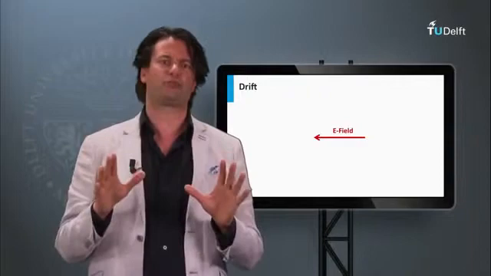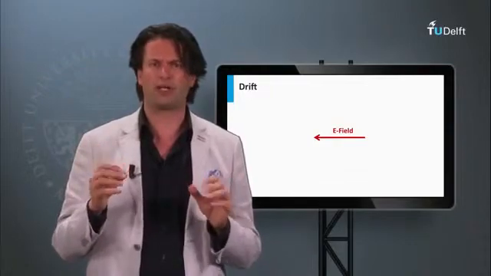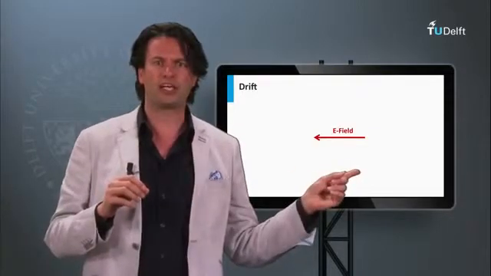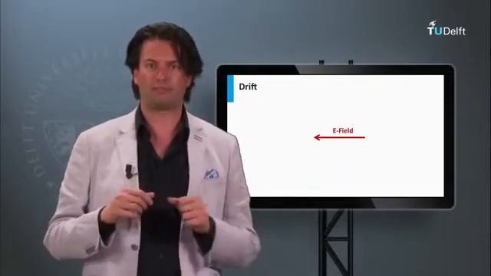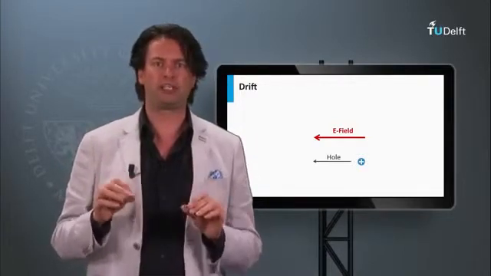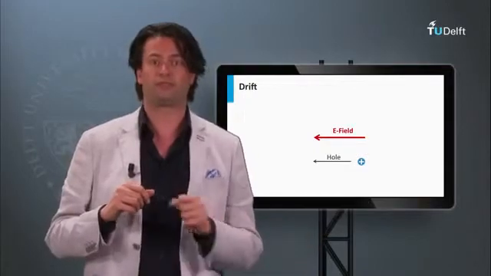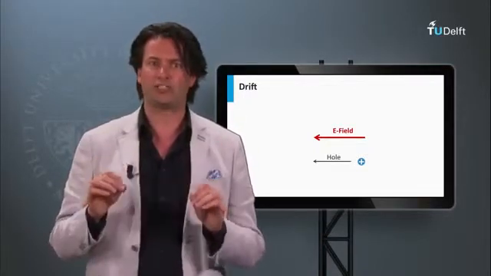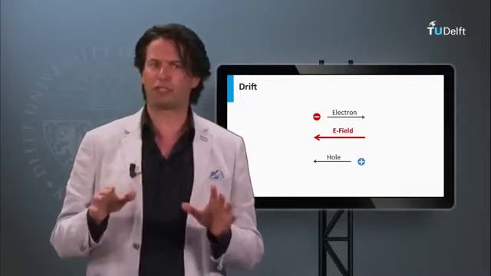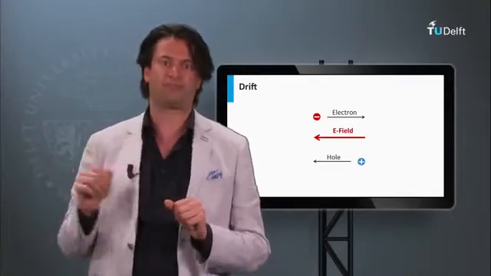Now we move to the second transport mechanism, which is called drift. Charged particles, like electrons and holes, can also be moved under influence of an electric field. Let's consider an electric field which points to the left. If a positively charged hole is positioned in this electric field, it will experience an electric force in the direction of the electric field, so in this case to the left. Consequently, it will start moving in that direction. A negatively charged electron will experience a force in the opposite direction of the electric field. The electron will start moving to the right.